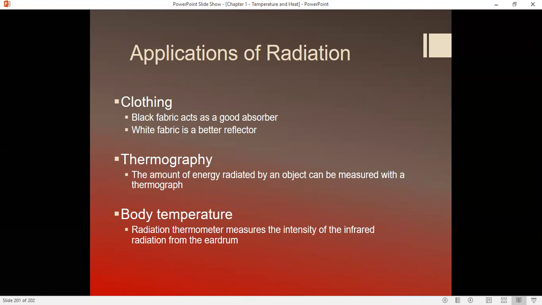So again, applications of radiation: black fabric is a good absorber, but it's also a good radiator. So if you want to be warm in the sunshine, you wear black. And if you want to keep warm at night, lighter clothing will actually cool off slower than black clothing. White fabric's a better reflector, obviously. And you can measure the amount of energy that an object is giving off through thermal imaging. This simply looks at the infrared energy being given off.